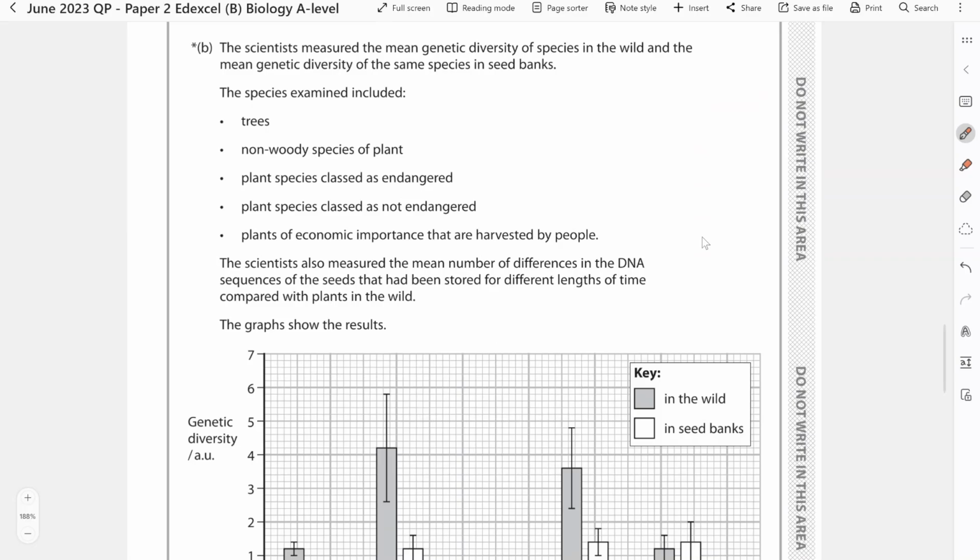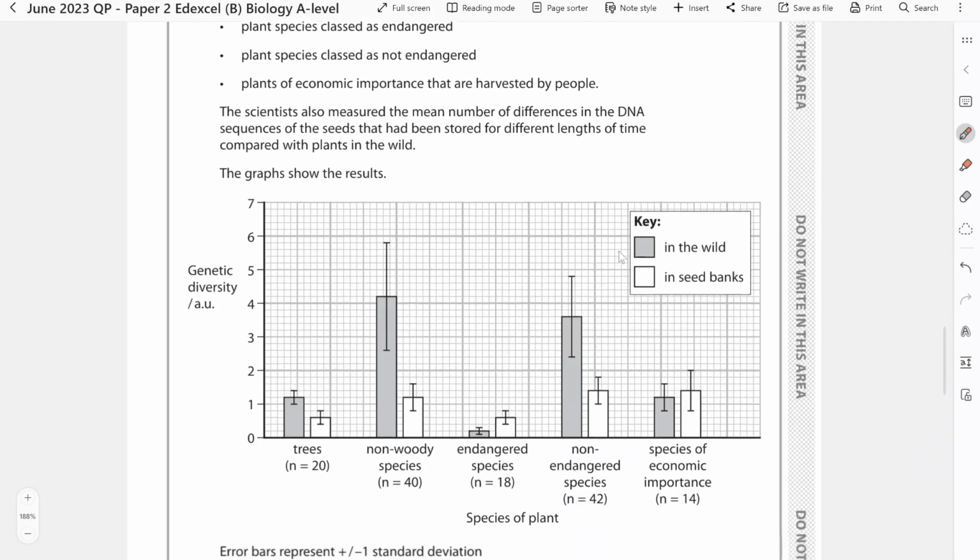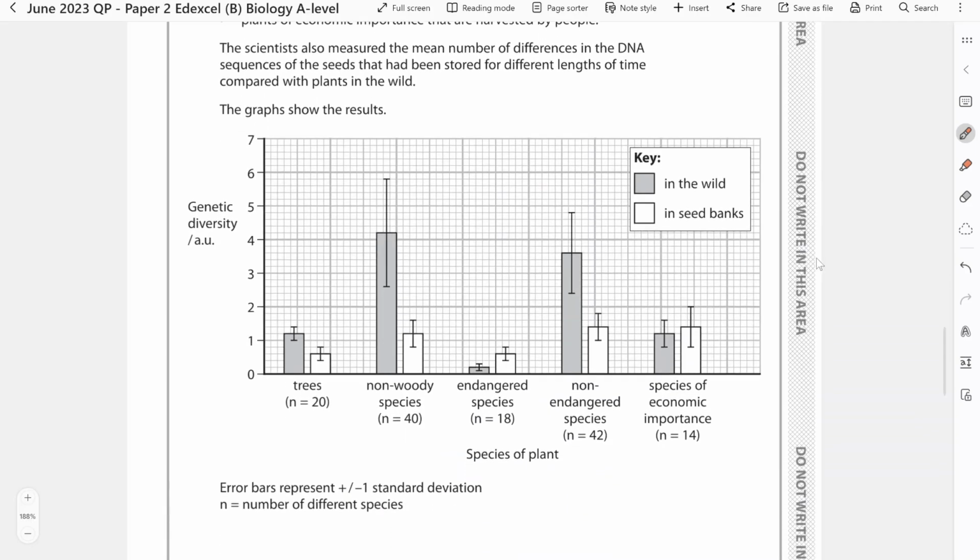Part B. The scientists measured the mean genetic diversity of species in the wild and the mean genetic diversity of the same species in seed banks. The species examined include trees, non-woody species of plants, plants that are classed as endangered and not endangered, and plants of economic importance that are harvested by people. The scientists also measured the mean number of differences in the DNA sequences of the seed that has been stored for different lengths of time compared with plants in the wild.